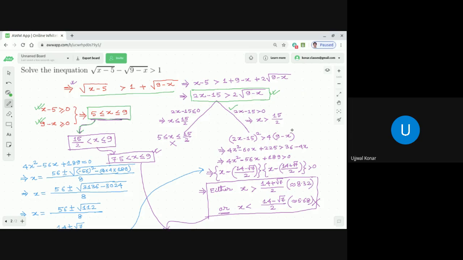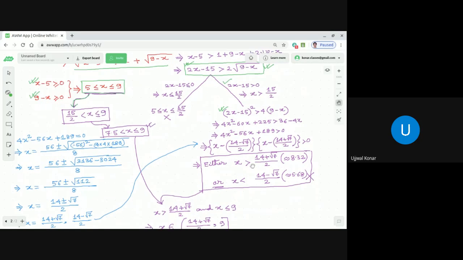So when x is greater than 15 by 2, what we can do is square both the sides. That's what we have done here, squaring both the sides. Fine. Understood. After that we factorize in terms of x minus alpha into x minus beta. And from there we found that either x is greater than (14 plus square root of 7) by 2, or x is less than (14 minus square root of 7) by 2.